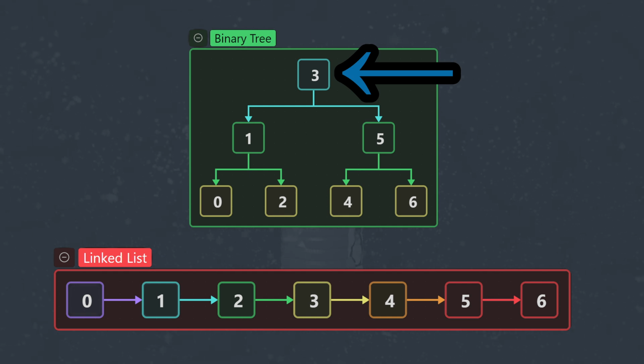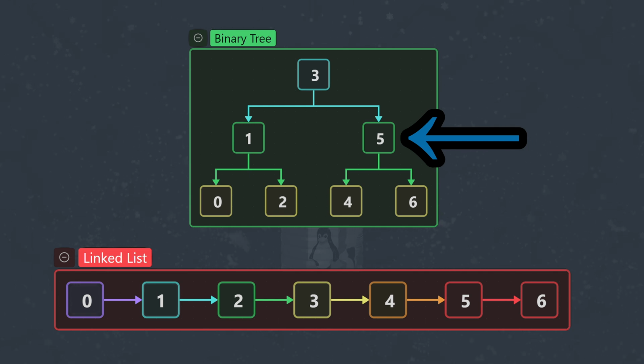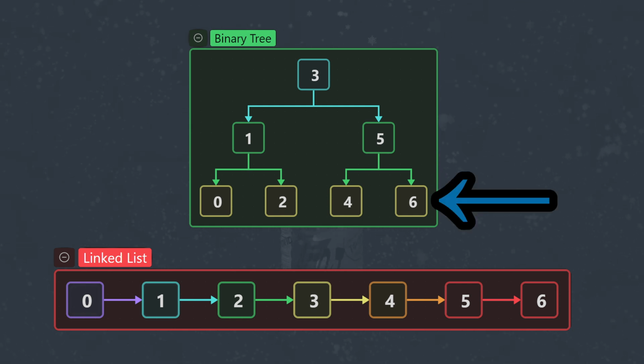So looking at the node 3, the question that we ask is, are we at the right node? Well, 6 isn't 3, so now we ask, is it bigger or smaller? If it's bigger, we go to the right, if it's smaller, we go to the left. Now, of course, 6 is bigger than 3, so we go to the right. And then we ask exactly the same question. Is 5 6? No. Is it bigger or smaller? It's bigger, so we go to the right. And now we got our actual node that we want. Is 6 6? Yes, it is. So we have our data.